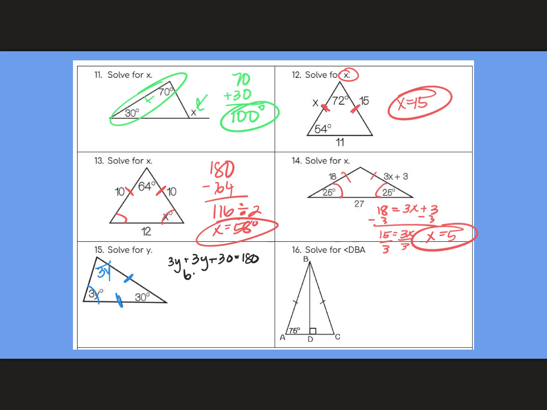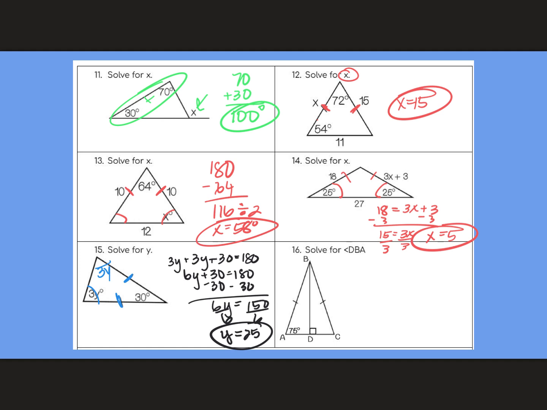So that'll give me 6y plus 30 equals 180. Subtract 30. 6y equals 150. And then divide by 6. And y is going to be 25. So like I said, there's a lot of ways to do this.